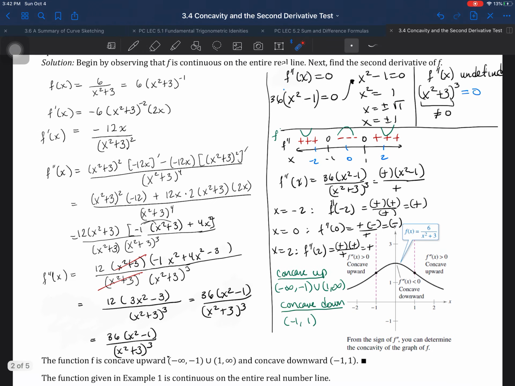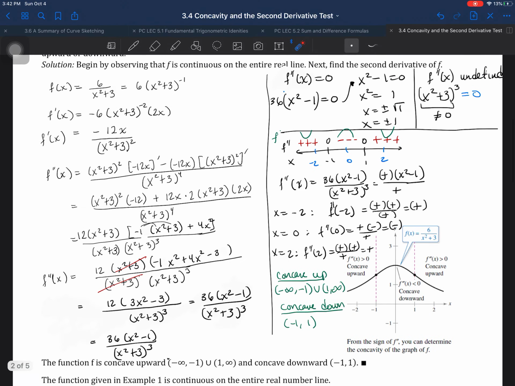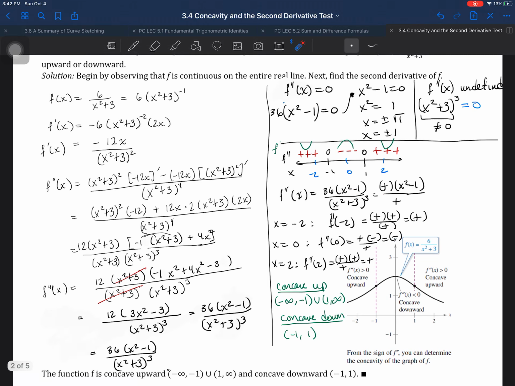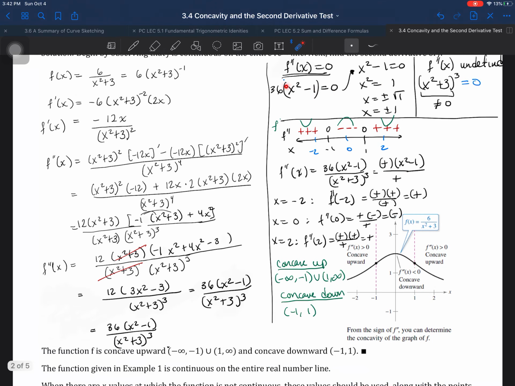So what are we going to do? We're going to find the zeros of the second derivative and wherever it is undefined. This is very similar to what we've done before. When will the second derivative be 0? That will happen whenever the numerator is 0. So we take the numerator, set it equal to 0, and solve for x. This is going to happen whenever x squared minus 1 is equal to 0, which would be at 1. Use the square root property, and that will give us these two options.